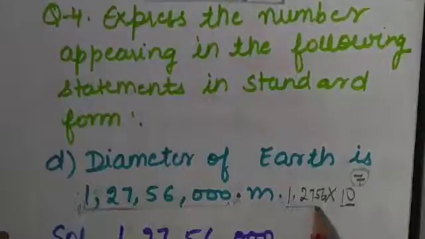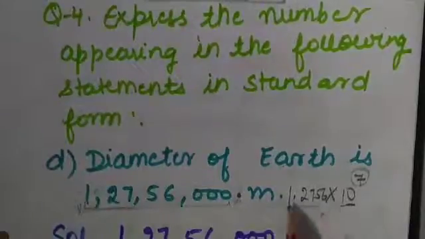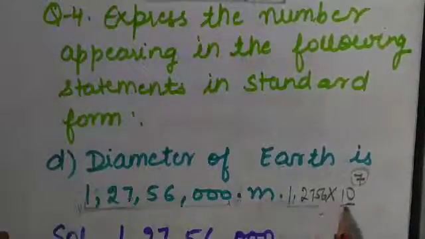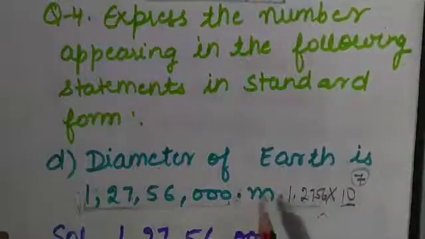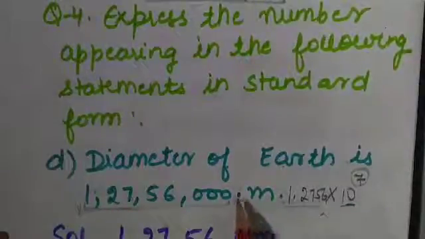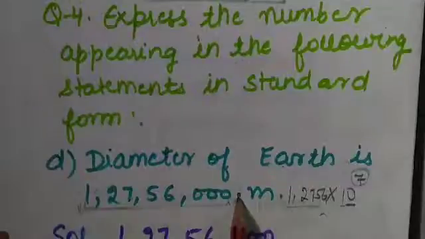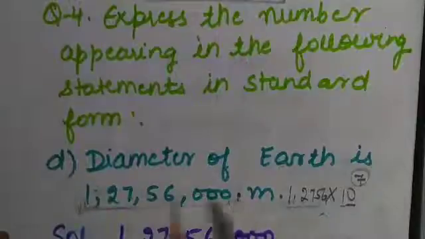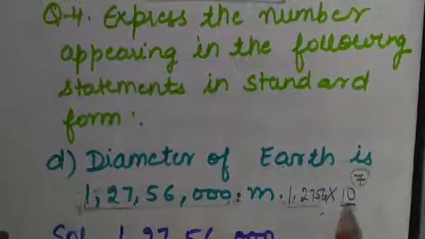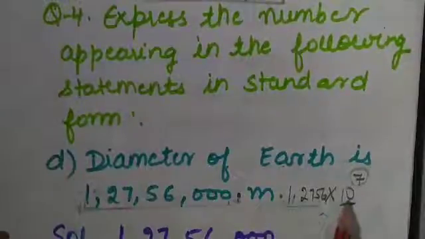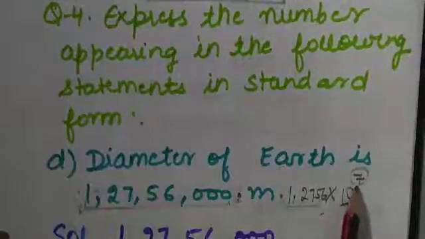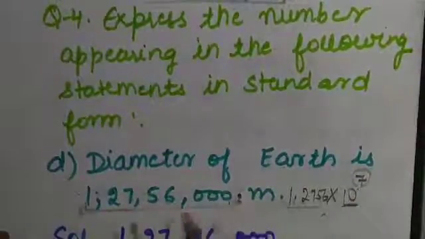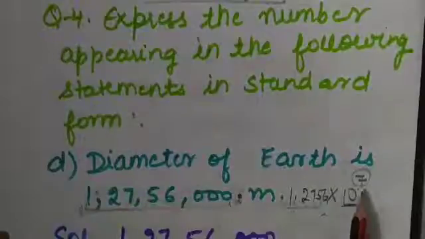Okay, so this is the number. This is the standard form: 1.2756 into 10 to the power 7. Because at the end we have the decimal, and we have to make the number a decimal between 1 and 10. For that, the decimal should be here, so I have to shift this decimal here. For shifting it, it should be multiplied with 10 to the power 7. Why 7? Because I have shifted 7 digits.